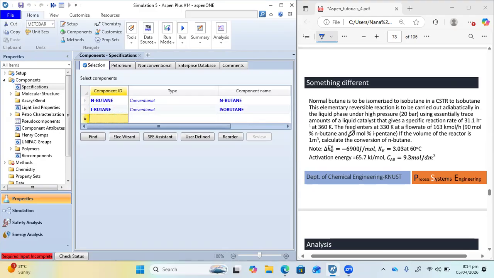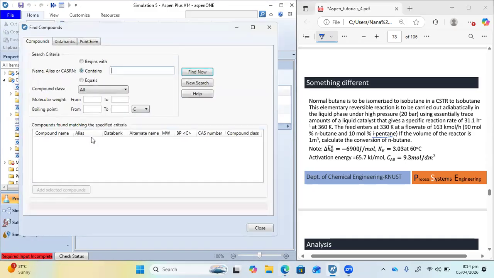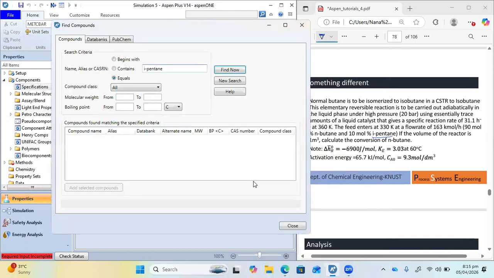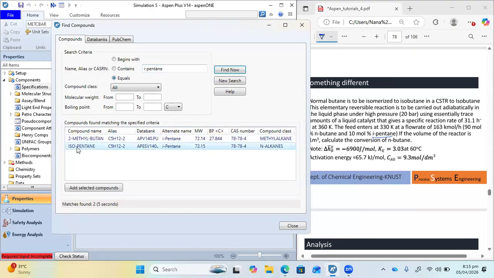And then there's isopentane in the feed as well, right? It's not part of the reaction, but it is in the feed, so let's include it. So I-pentane. The reason I'm searching for it here is because if I try typing it out in full here, it wouldn't be able to fit. I tried it earlier and had issues. So I'll just search for it the traditional way. Okay, so we have isopentane. We can add it.